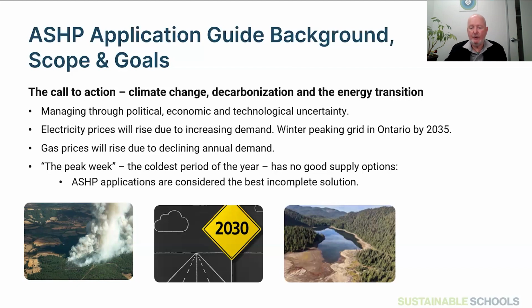We have great hopes for storage for electricity, but all of that is yet to be proven. For that peak week, we should always be looking at everything we can do to reduce peak demand during those coldest days, the coldest week, the coldest hours of the year. Air source heat pump applications aren't great for that because, as we'll talk about today, they get less and less efficient the colder it gets outside. So again, it's the right choice to make now, but we will continue to refer to that kind of option as the best incomplete solution.